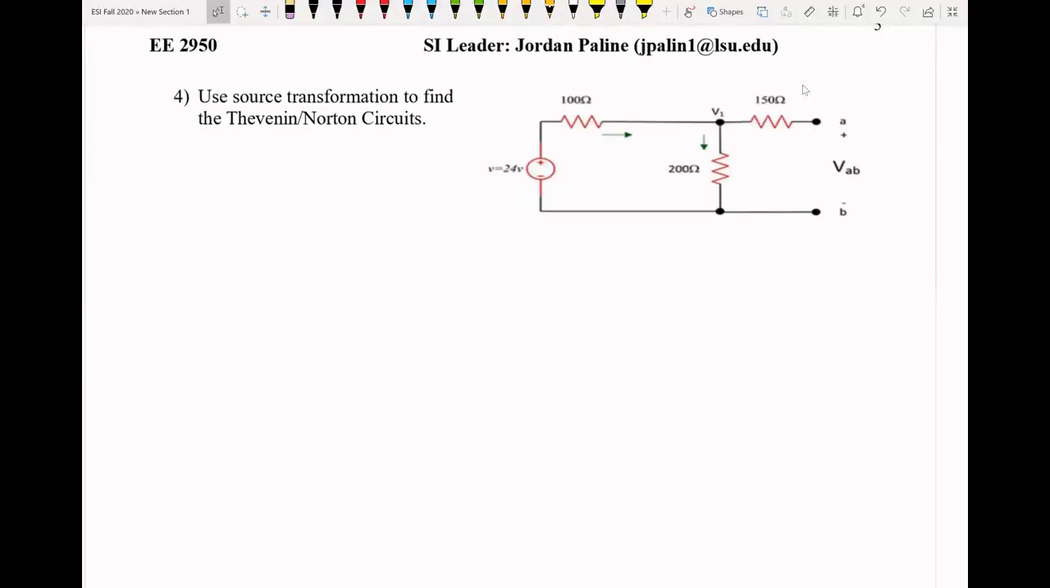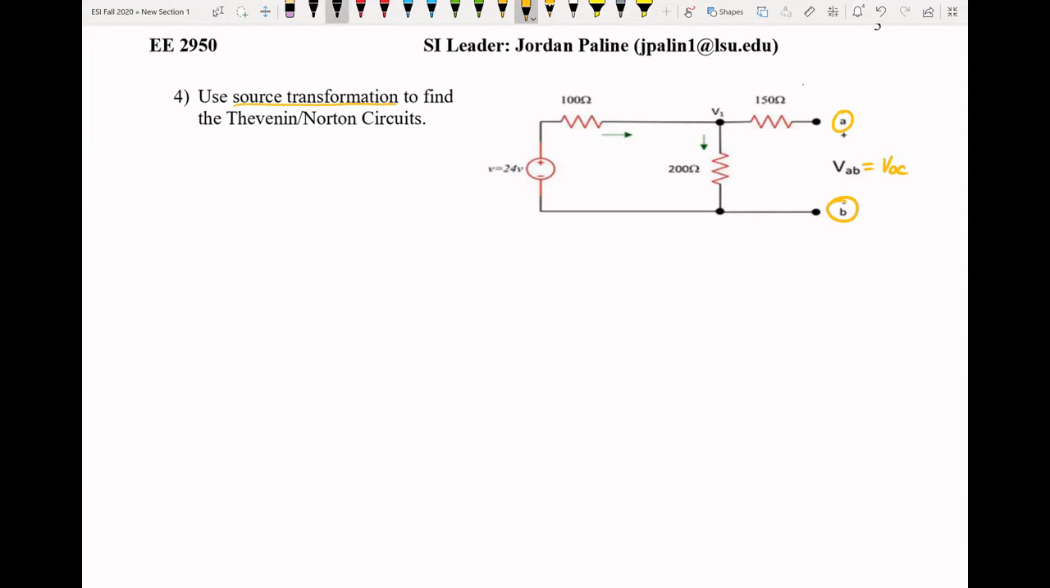All right, let's take a look at the fourth problem here. This problem asks us to use source transformation to find the Thevenin and Norton circuits. So we have a circuit where we have our typical A and B, positive, negative. They call it VAB here, same thing as VOC. And now with source transformation, it's a little bit different of how we can do this.